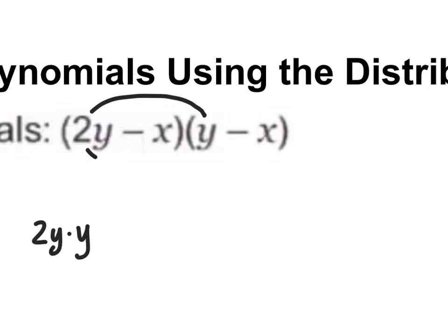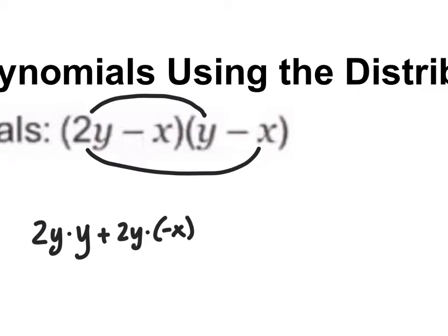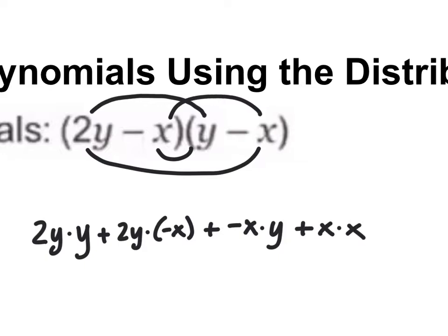I'm going to multiply the outside terms together, so plus 2y times a negative x. Multiply my inside terms, so plus a negative x times y. And then my last terms, to give me a positive x times x. A negative times a negative is going to give me a positive, so I just made that step right there. All right, so now I've got this.